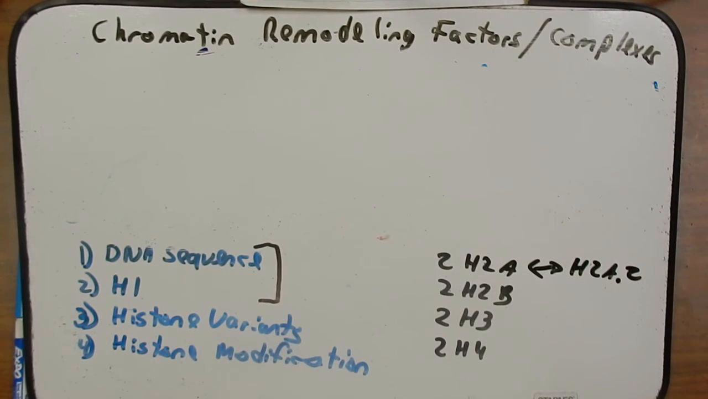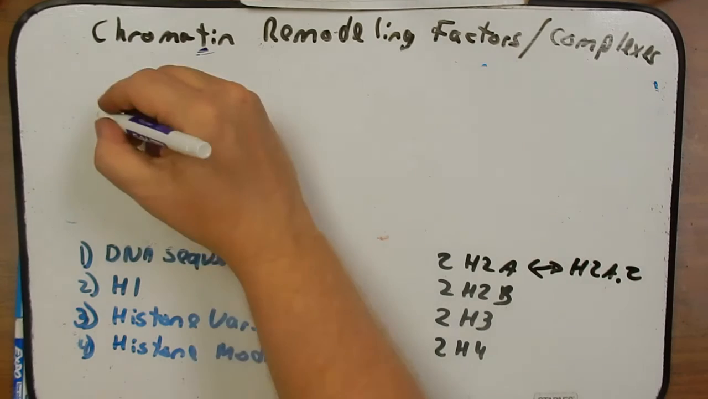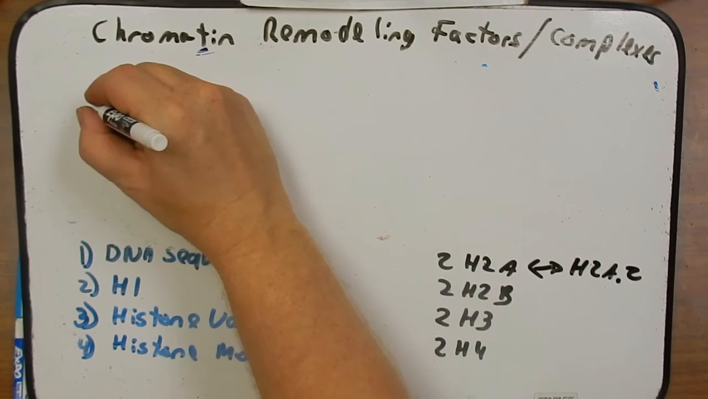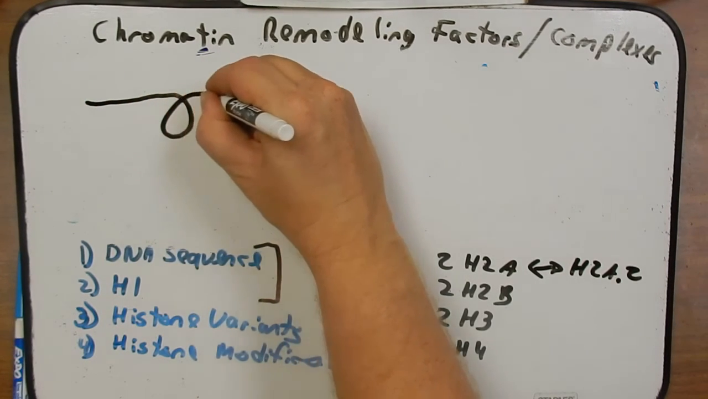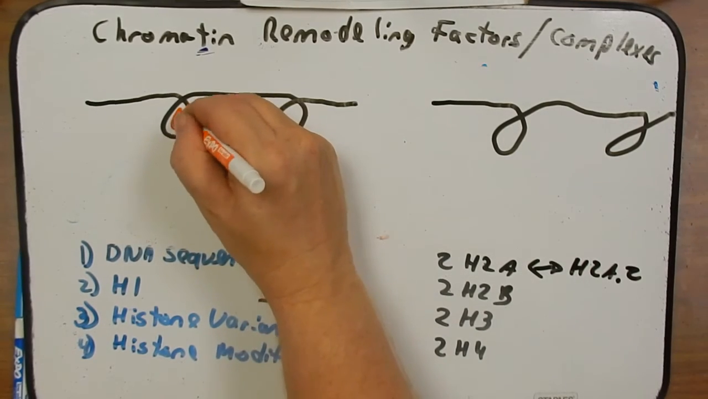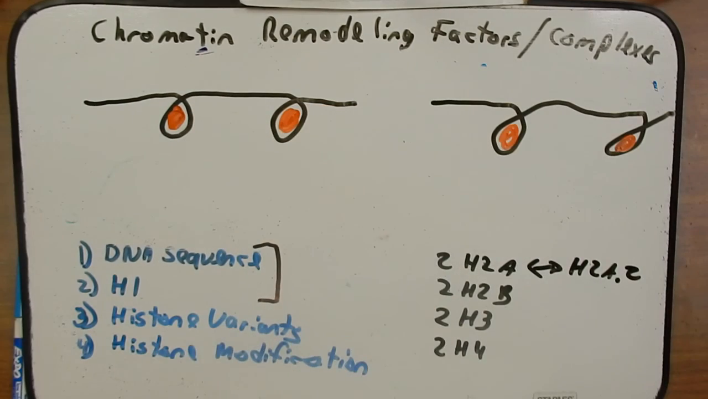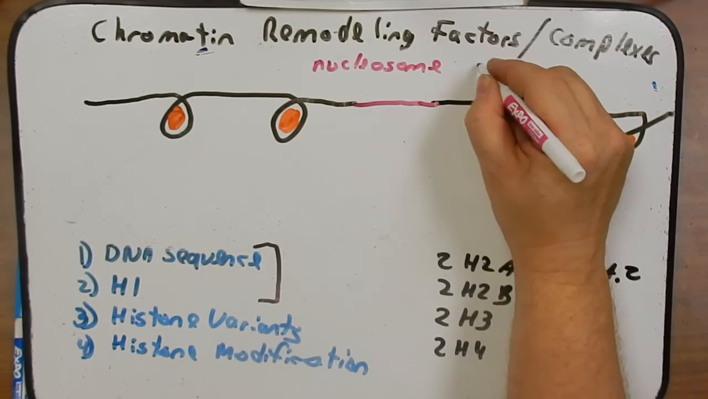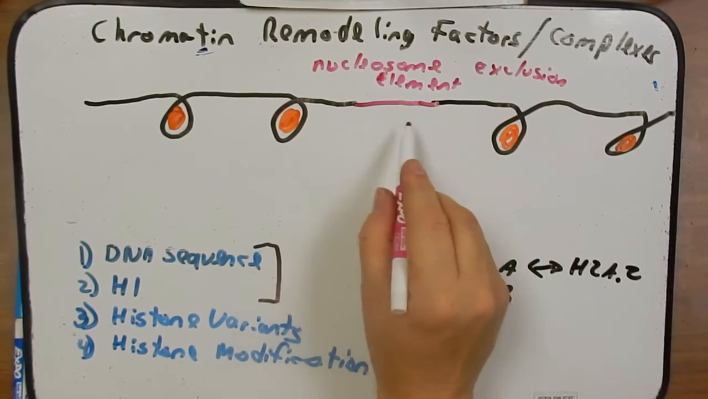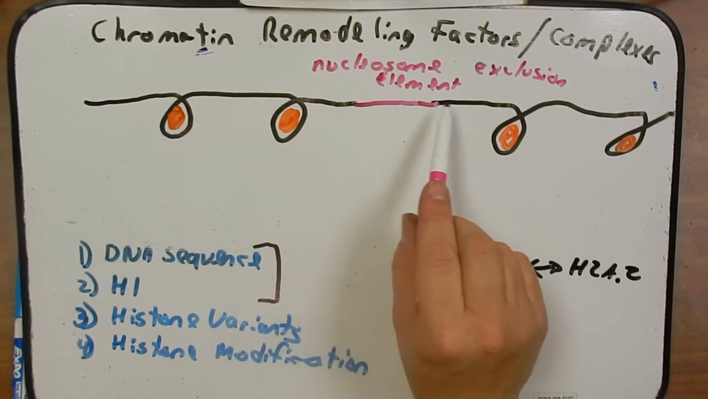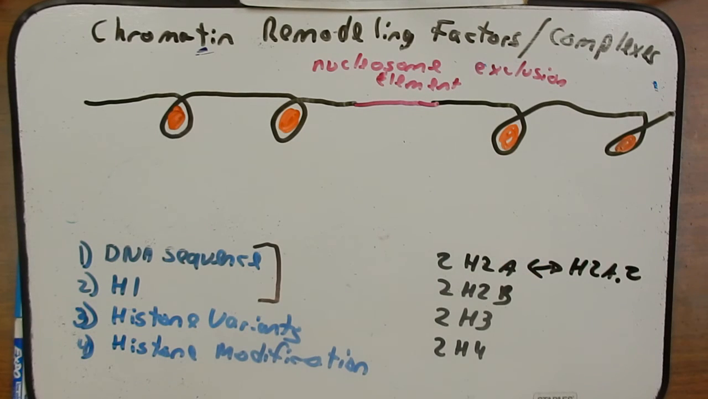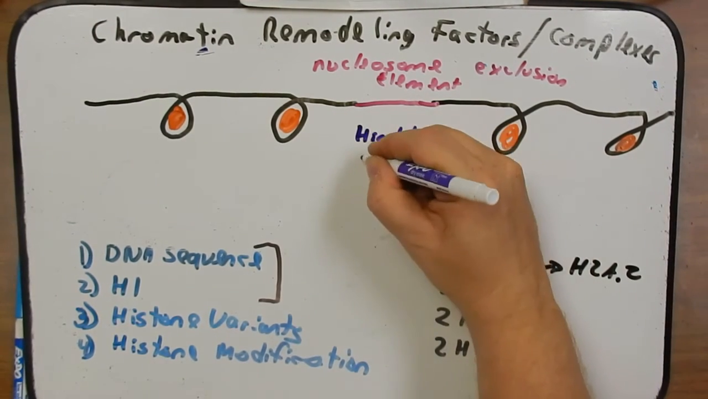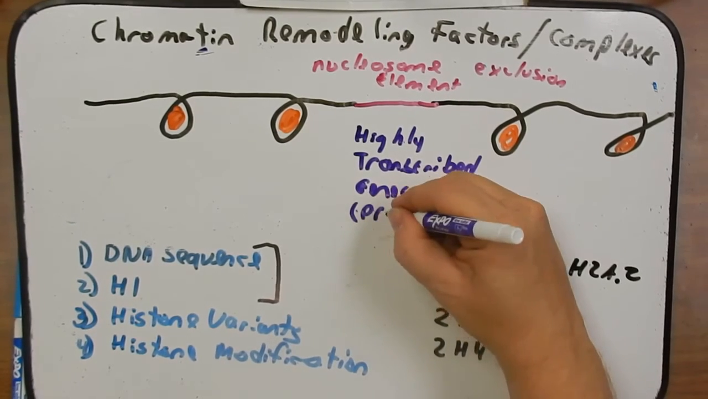H2AZ. And to talk about this, I need to open up a little space here. And I want to draw our DNA just slightly different. I'm not going to draw it as a helix right now. I'm going to draw it kind of like so, where the DNA is looping around, and in here we have our histone. And this middle region here that I left blank is a region we call the nucleosome exclusion element. This area does not bind nucleosomes. These nucleosome exclusion elements are usually near areas of highly transcribed genes, particularly the promoters.